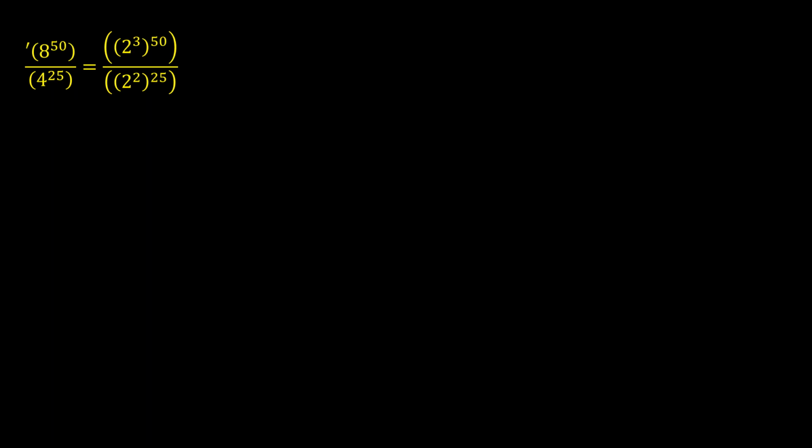First, we express 8 as 2 cubed and 4 as 2 squared. So we have 2 cubed to the power of 50 divided by 2 squared to the power of 25. Next, we use the power of a power rule by multiplying the exponents. This gives us 2 to the power of 3 times 50 divided by 2 to the power of 2 times 25.